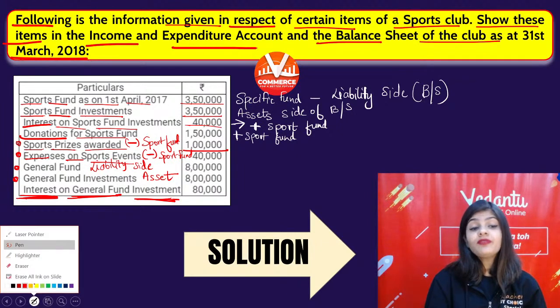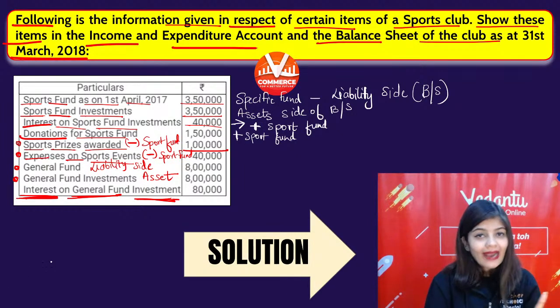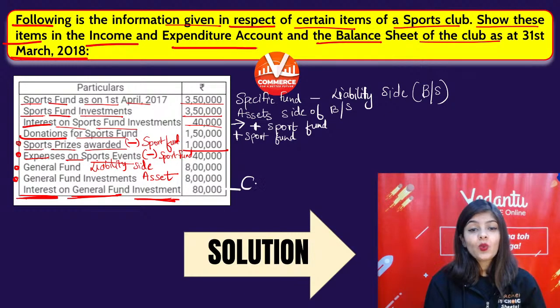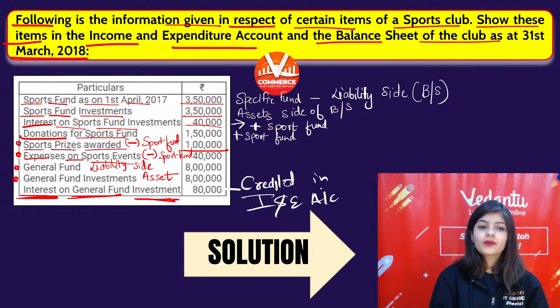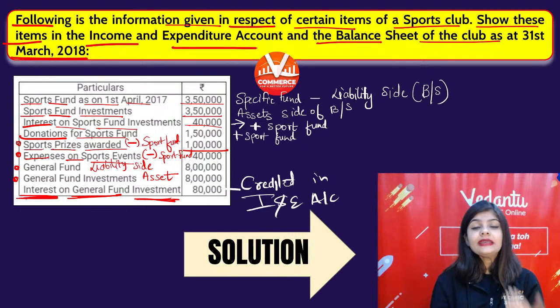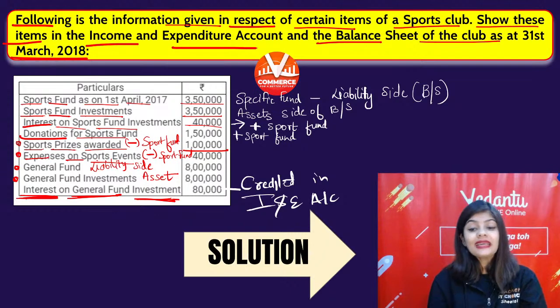The most important item, interest on general fund investment. Interest on general fund investment, you will not add this to the general fund. Interest on general fund investment will be credited to the income and expenditure account. So only one item will be recorded in the income and expenditure account. You will write down the interest on the credit side.